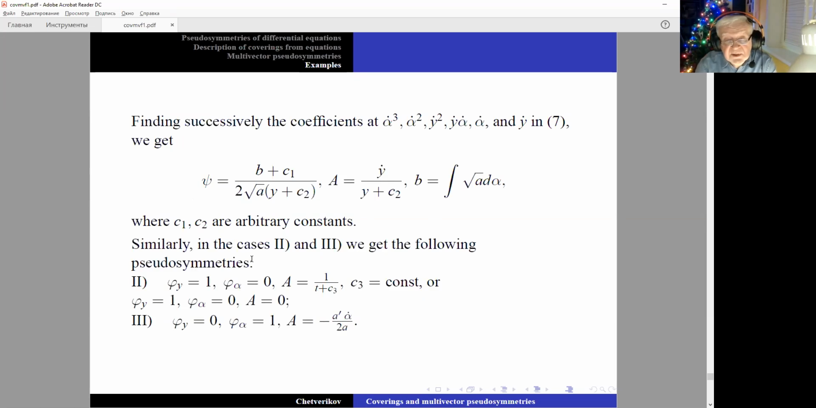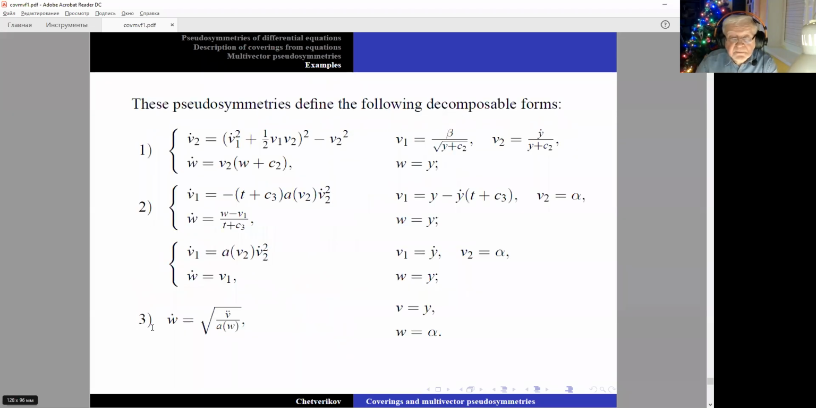Similarly, in cases 2 and 3, we get the following pseudosymmetries. We obtain 4 series: 1, 2, 3, 4. These pseudosymmetries define the following decomposable forms of the system. This is a C-transformation.